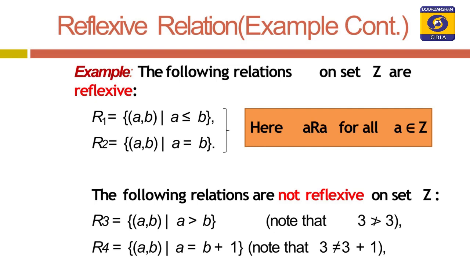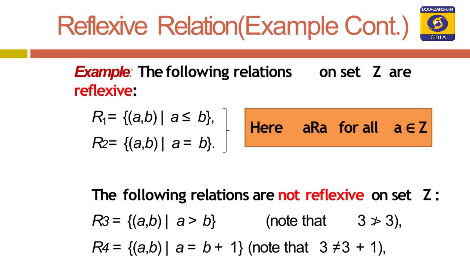1 is less than or equal to 1, 2 is less than or equal to 2, 3 is less than or equal to 3. And then you see R3, the set of (a, b) such that a is greater than b, is not reflexive, because no integer is greater than itself. 3 cannot be greater than 3. For reflexive, one element is compared with itself, 3 with 3, because here the set of integers Z contains 1, 2, 3, 4, 0, 5, minus 2, minus 3. So, (a, b) such that a greater than b cannot be a reflexive relation.